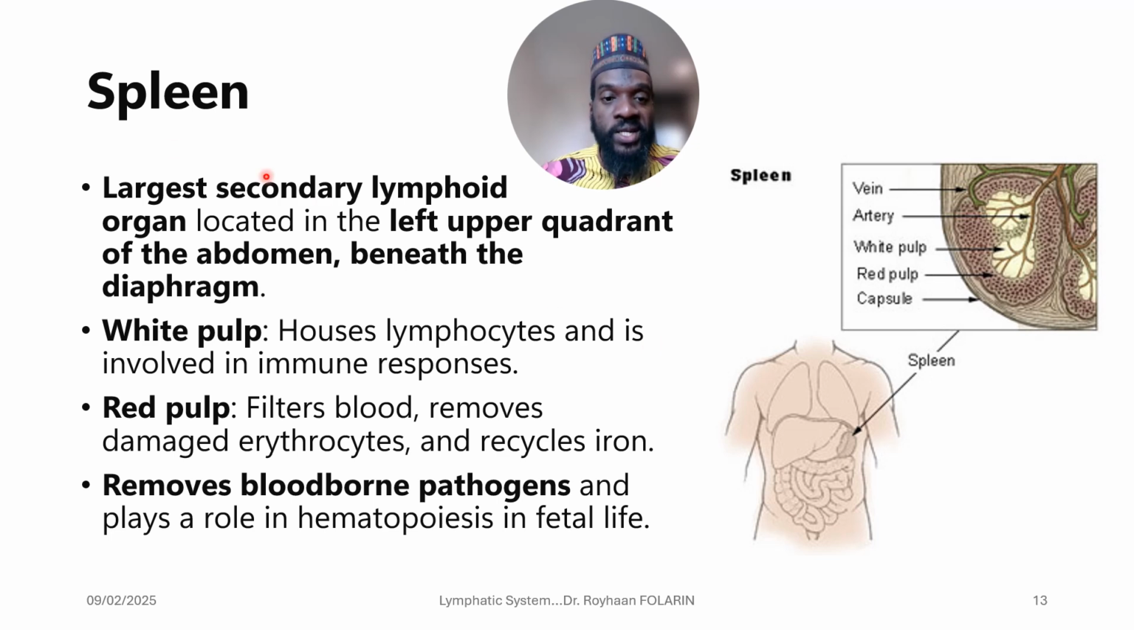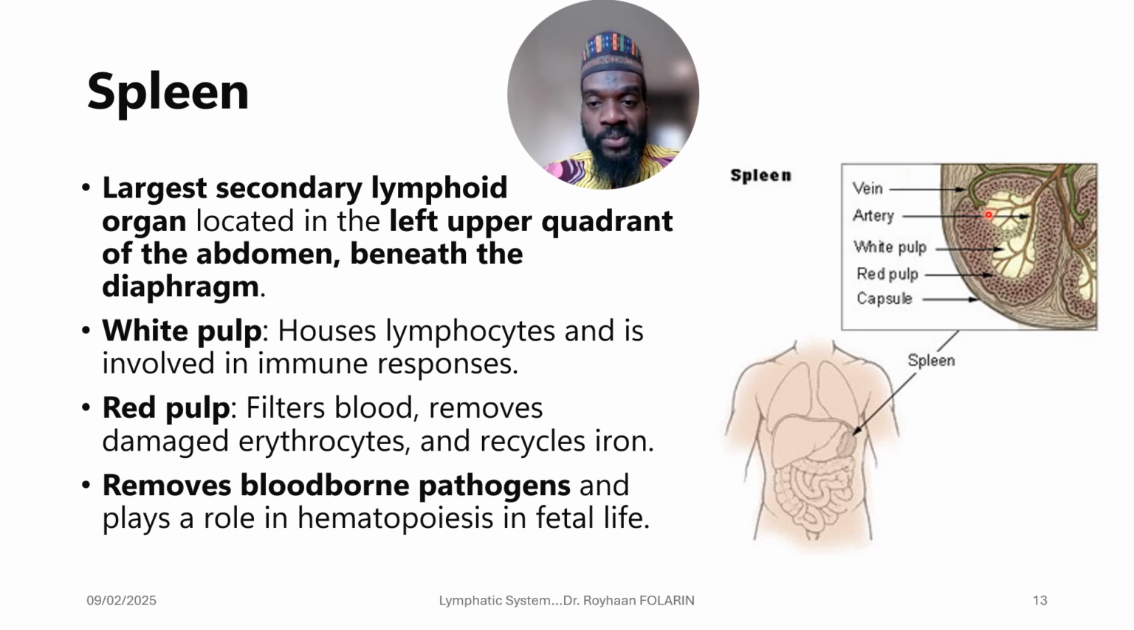So now to the spleen, which is the largest secondary lymphoid organ. The spleen is a secondary lymphoid organ because what you have occurring there is the activation and proliferation of already matured lymphocytes. So it acts as a blood filter and as an immune system hub. So it's divided into two main parts. Here's the location of the spleen.